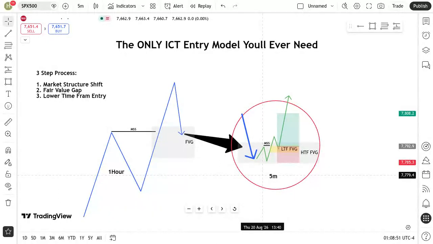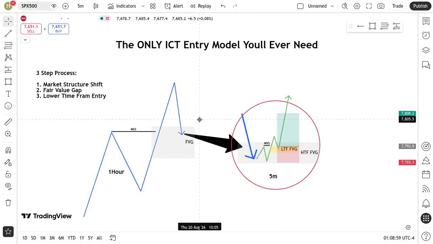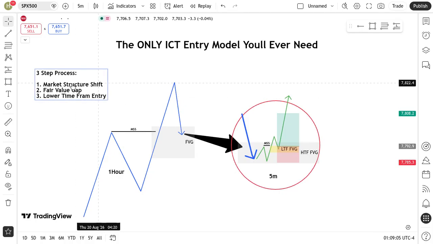Most day traders think having multiple entry models is better, but the truth is you only need one. This is the only ICT entry model you'll ever need. Today, I'm going to show you a 3-step process of how to do this and how you can improve your trading today. So the first step, if we look at this example, we have a market structure shift.